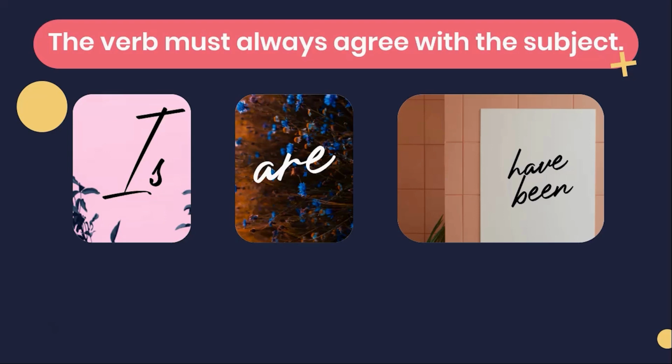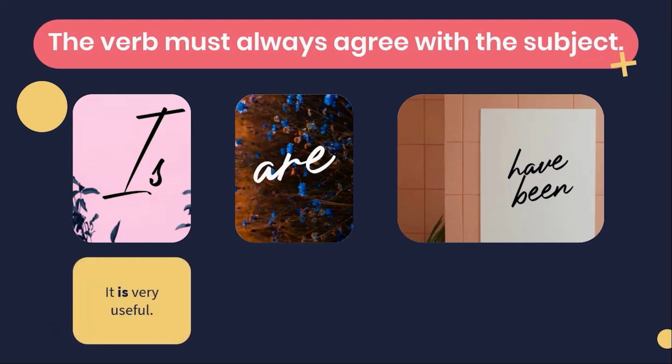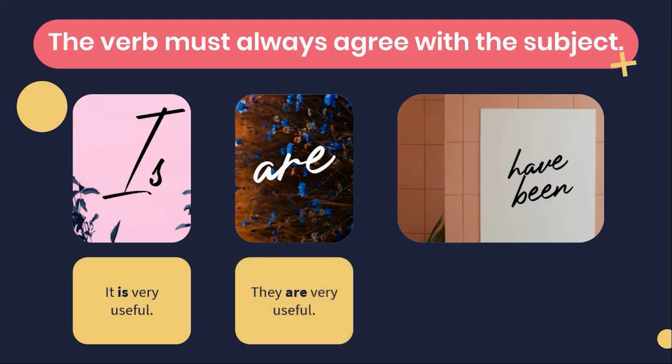A great place to start is with it and they. Why don't you have a look here? It is very useful. The subject it is always singular. They are very useful. The subject they is always plural.